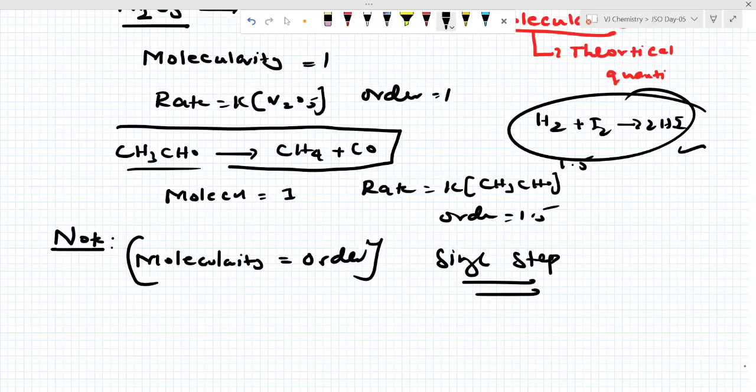அப்படி சப்போஸ் சிங்கிள் ஸ்டெப்பா இல்ல அப்படின்னா you are going to find out the order only using the experimental data, not just by looking at the balance equation. புரியுதா? But molecularity we can find out by just looking at the balance equation. Now count the number of reactant molecules in the reaction, that is equal to molecularity. புரியுதா? This is very important. Okay, now I am going to discuss the order of reaction.